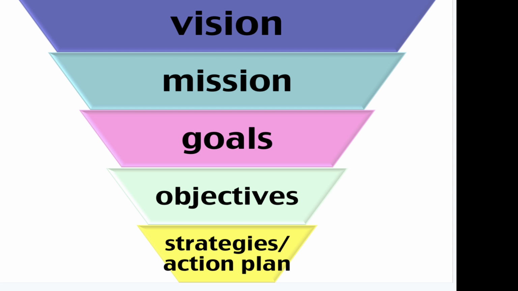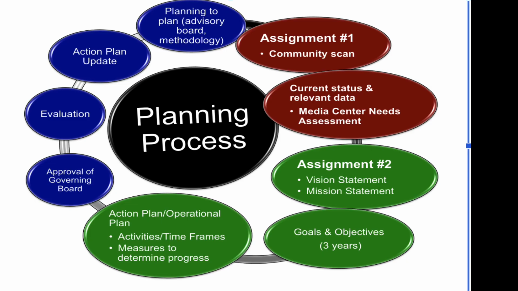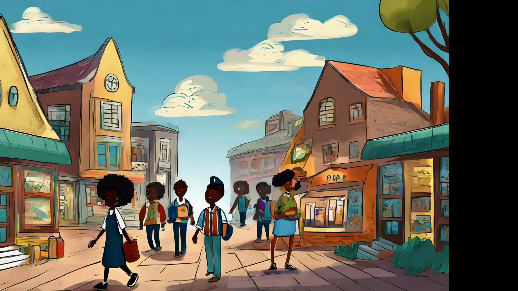The action plan will make recommendations based on what you've learned for actions to be taken over a 3-year period with timeframes and measures to determine progress. In real life, you'd form an advisory committee of stakeholders from school and local community as part of your planning process. To begin, we have to understand the context of the school library.